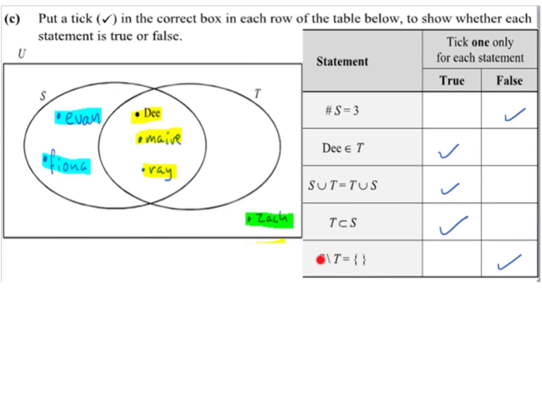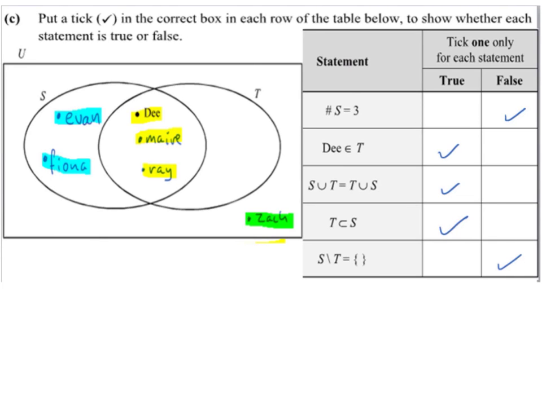Okay, and then we have S dash T, so this means like S without T. So if we were to include S and not include T, would we be left with the null set or an empty set? And that is false.